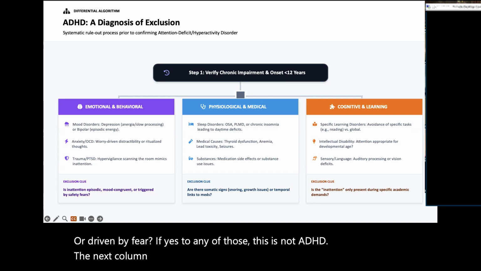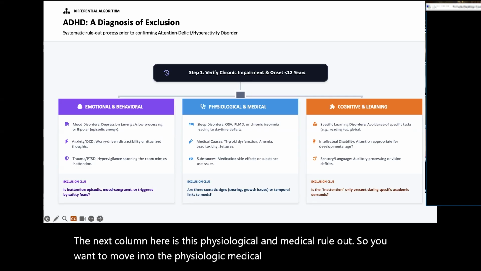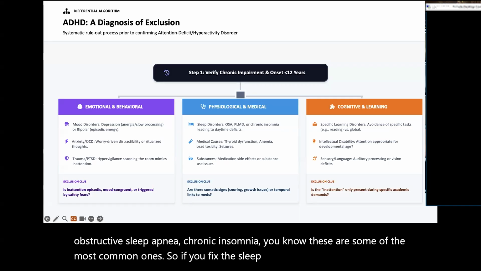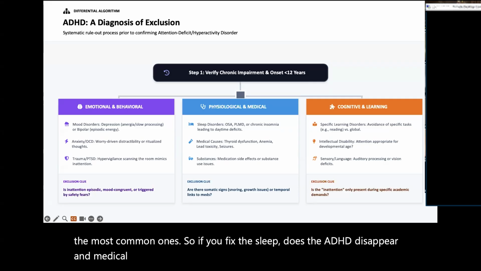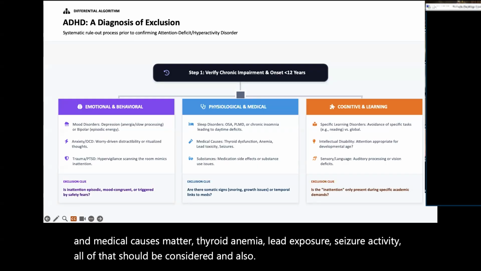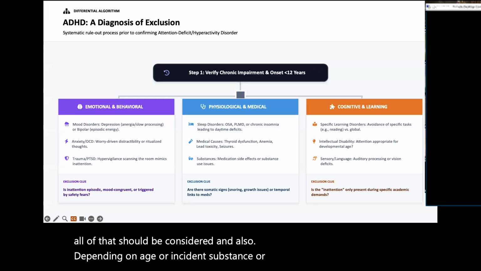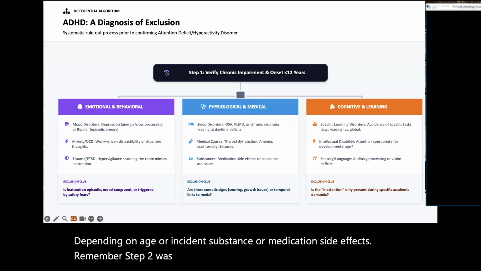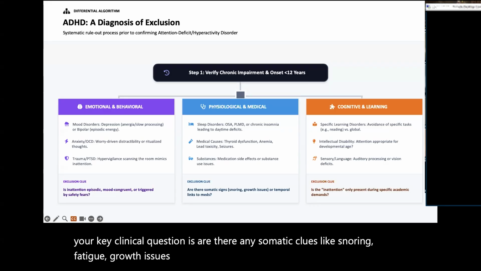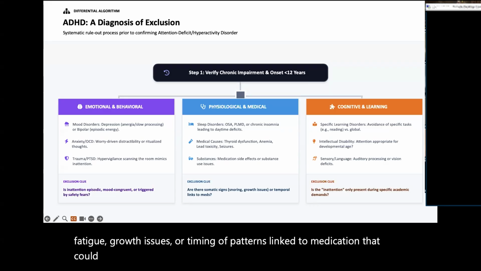The next column here is the physiological and medical rule out. So you want to move into the physiologic medical domain. Sleep disorders like obstructive sleep apnea and chronic insomnia are some of the most common ones. So if you fix the sleep, does the ADHD disappear? And medical causes matter. Thyroid, anemia, lead exposure, seizure activity, all of that should be considered. And also, depending on age or incident, substance or medication side effects. Remember, step two was always rule out a substance-induced condition. So your key clinical question is, are there any somatic clues like snoring, fatigue, growth issues, or timing of patterns linked to medication that could explain the symptoms you're seeing?